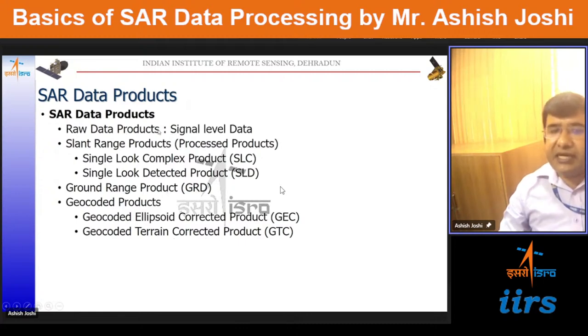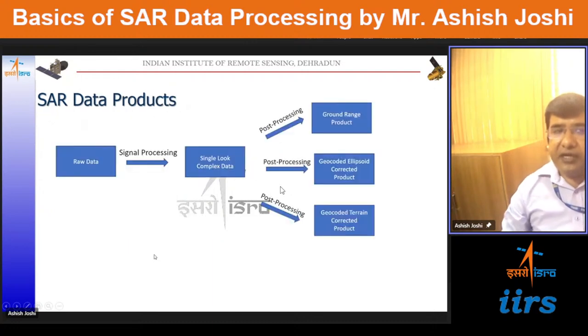So this is the basic signal level data we have to process into the slant range product. But the slant range product still has geometrical issues, so we have to correct this by converting into the ground range and into the geocoded products. Here you can see this is the raw data. A signal processing technique, called pulse compression and matched filtering, is applied and we convert it into single look complex data. This is the processed data. After doing this, we have to do the post-processing. We can convert into the ground range product, into the geocoded ellipsoid corrected product, or into the geocoded terrain corrected product.